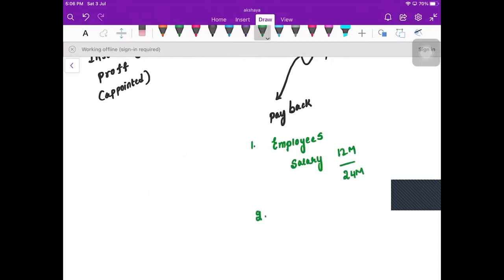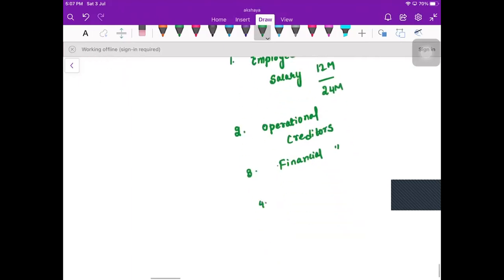Second, they will give to the operational creditors. Third, they will give to financial creditors. And last, anything that is left will come to the owner, to me. Nothing will be left in this process. So last, it will come to me. That is called the owners. So this is how the insolvency process or bankruptcy works.